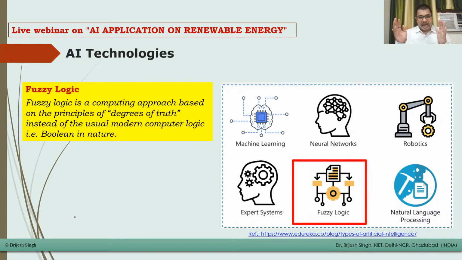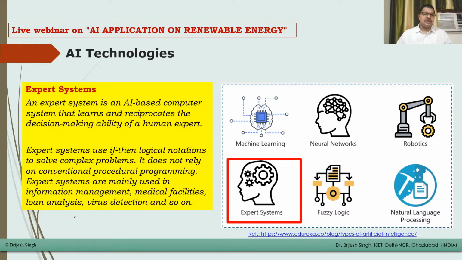So if you have an ambiguity between the acceptable and non-acceptable quantity, we will compromise with some in-between value. In that situation, if you have ambiguity and uncertainty in your data information, then fuzzy logic will be useful in those areas. So instead of the usual modern computer logic, which is Boolean in nature, we are using the degree of truth as the fuzzy logic method.